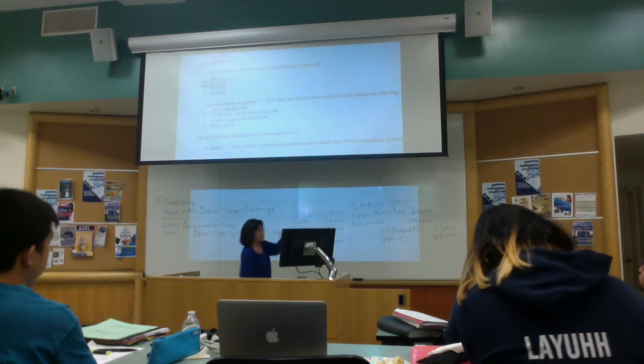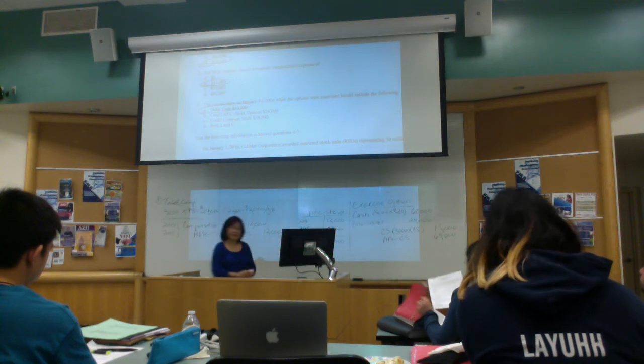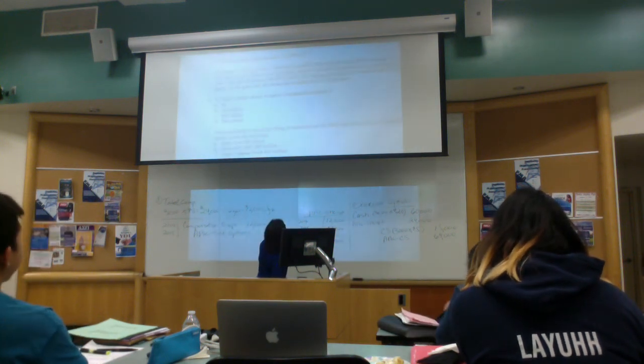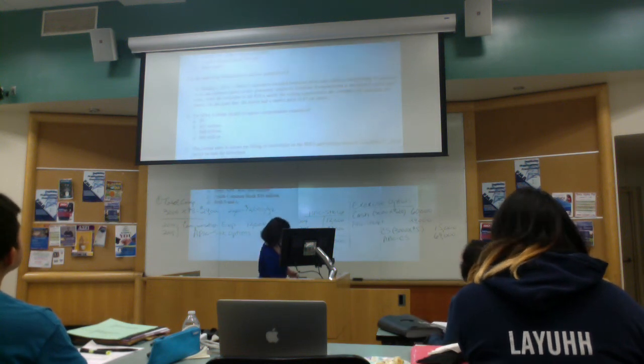So you notice here we have cash because when they exercise the options, they have to pay the exercise price, right? In the next example, we have RSUs, okay?